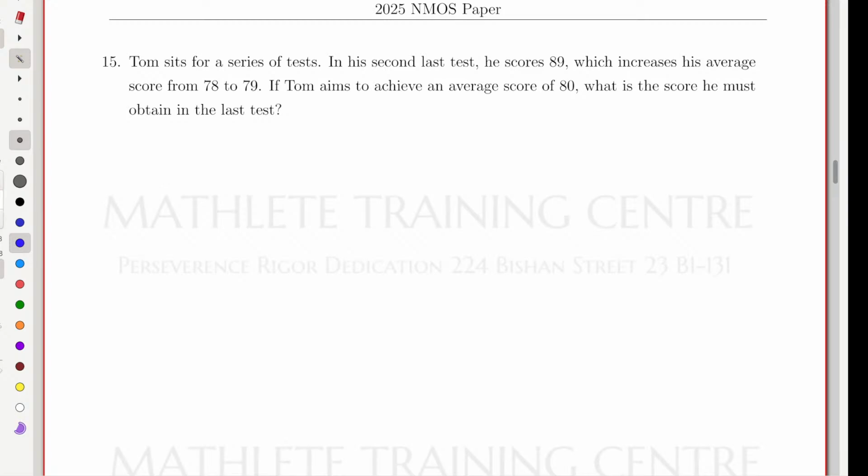So we don't really know how many tests he does. But I know that before his second last test, he has an average score of 78. So what we can do is use a little bit of algebra. Let's say before the second last test, there are n tests. Then the score so far is 78 times n, right? Because that was the average.